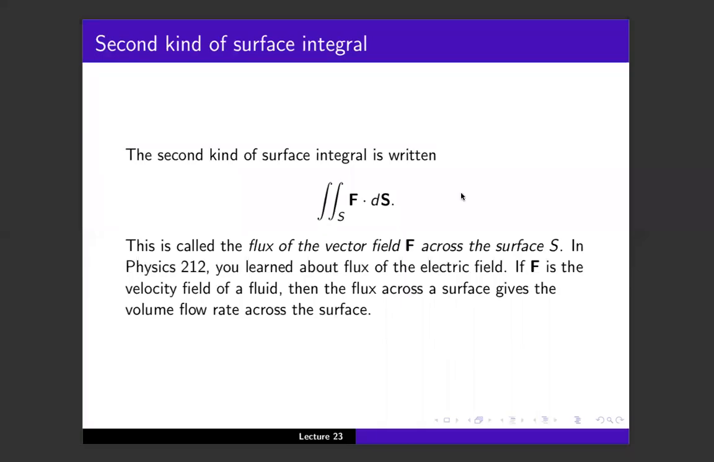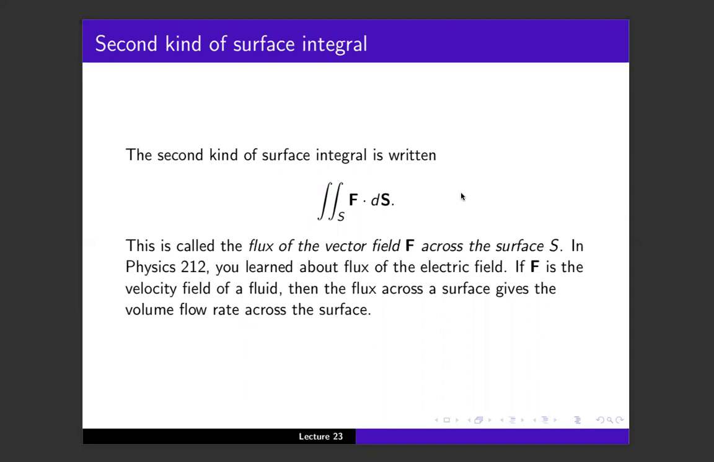Okay, so that's not the only kind of surface integral. As I mentioned before, there are two kinds of surface integrals, one of which is for scalar functions, which we just did, and the other is for vector fields. So what's the double surface integral of a vector field? We interpret this as the flux of the vector field across the surface.